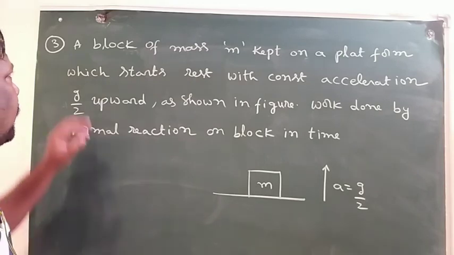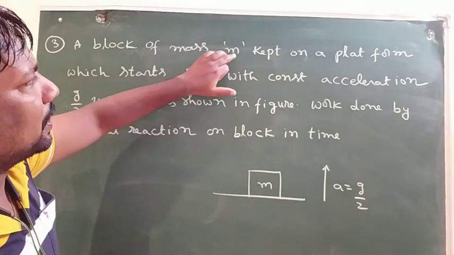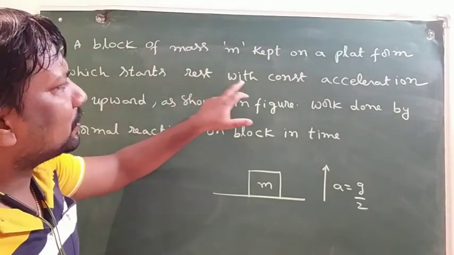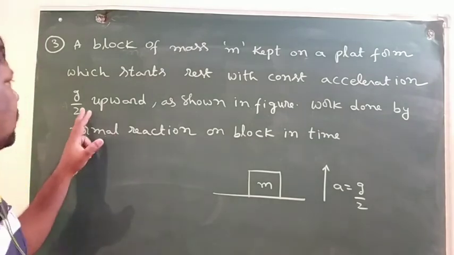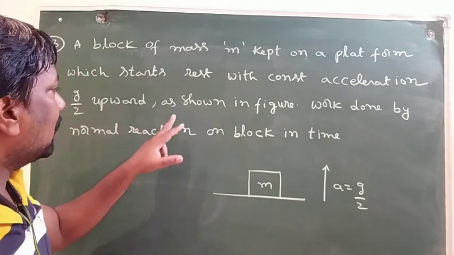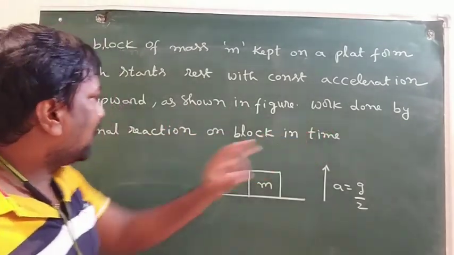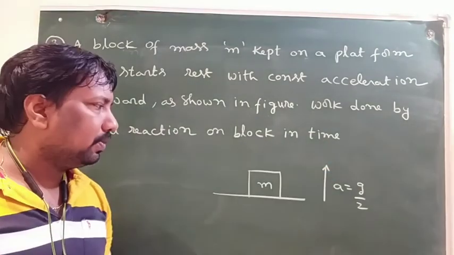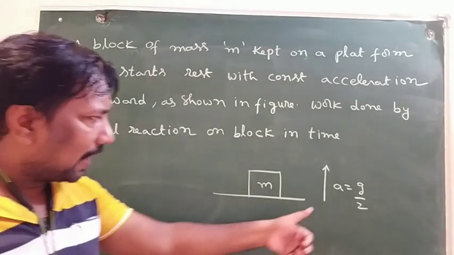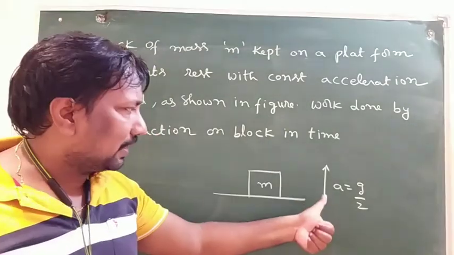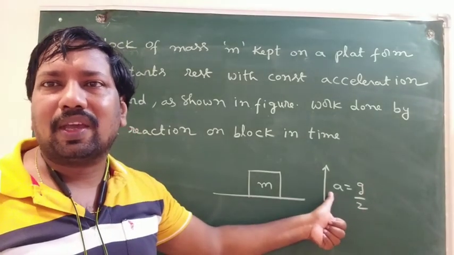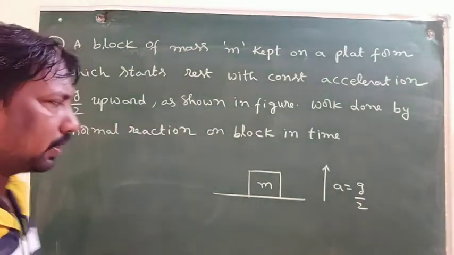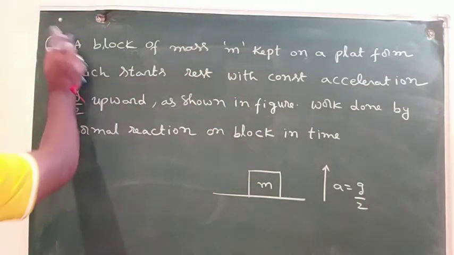Now problem number 3. A block of mass m is kept on a platform which starts from rest with constant acceleration g/2 upwards, as shown in the figure. Find the work done by the normal reaction on the block in time t. So this is the diagram. Here the acceleration of the block in the upward direction is a = g/2. The arrow is upwards, so the acceleration of the block is in the upward direction. Now you can solve this problem.